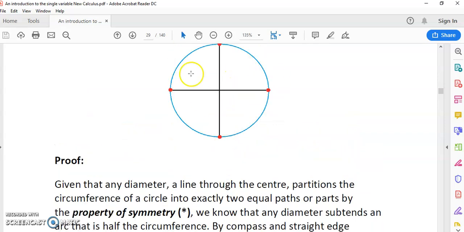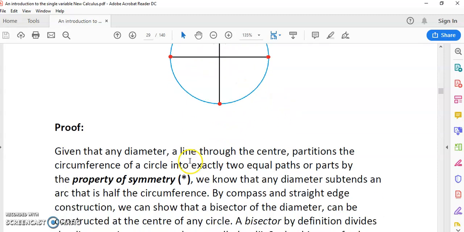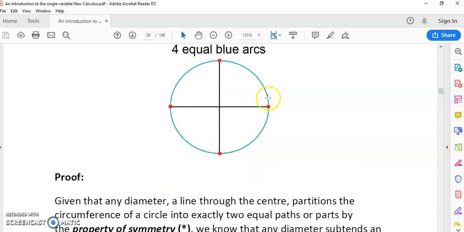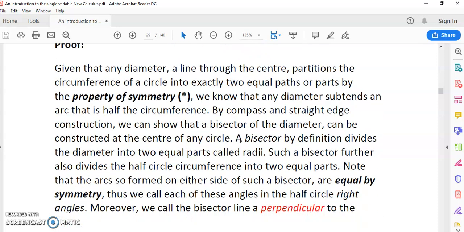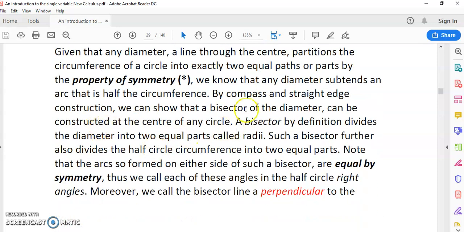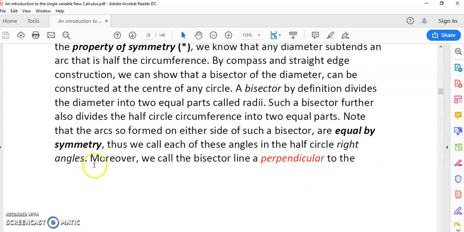In other words, it doesn't matter what diameter you draw, the circumference it's subtended on is half. I'm sorry, let me repeat that. The part of the circumference is a semicircle, and it's subtended on a semicircle. So we don't need to do a compass and straight edge construction, but that's one way of seeing that it's possible. But we do know it by the property of symmetry.